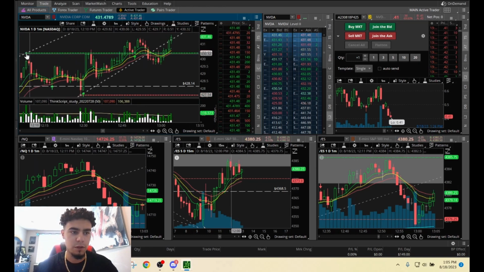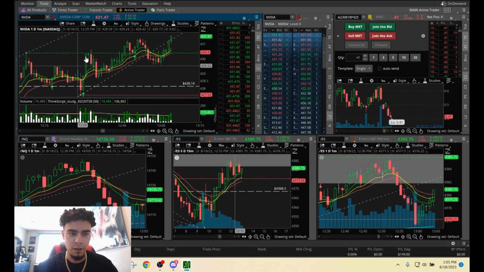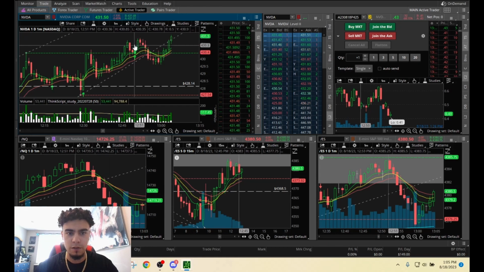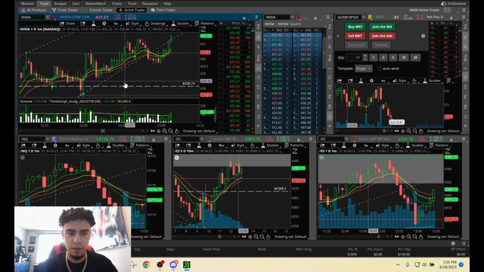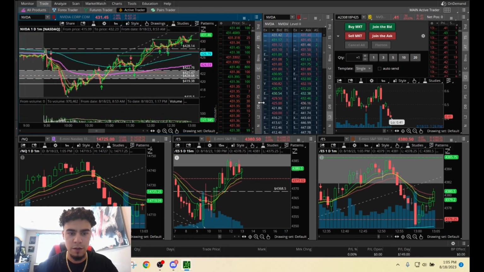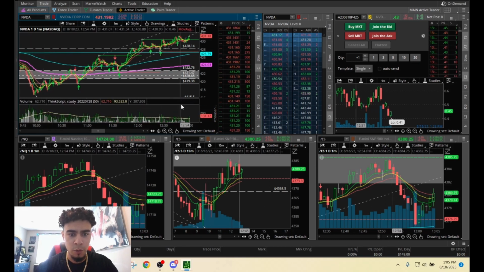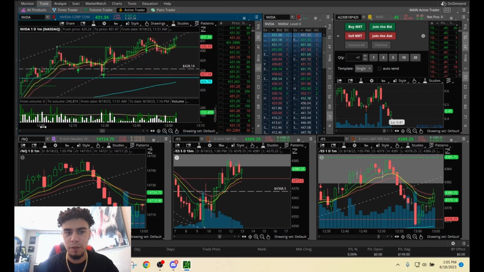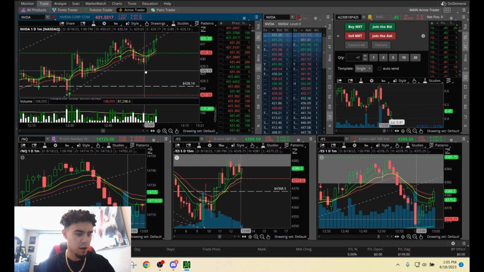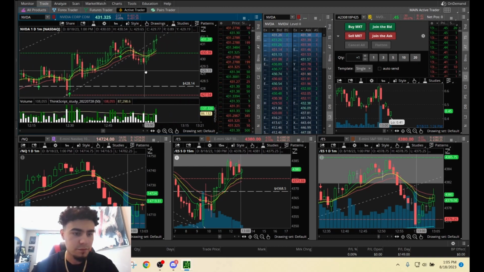For example, we had a resistance here, kind of wicked right there, and then we broke out a little bit. But since there's low volume during these hours, you can see volume at open versus volume here, there's not really the best continuation. So that's another thing to look at.